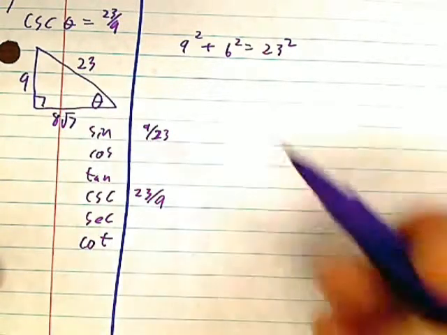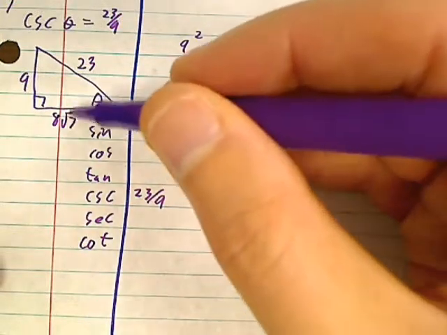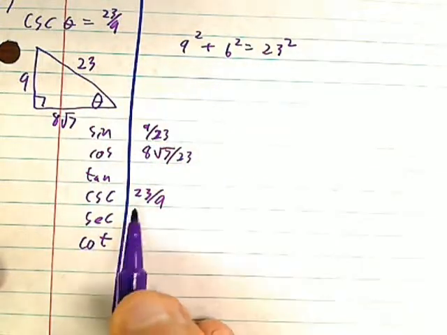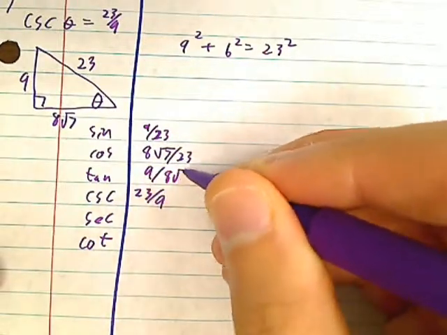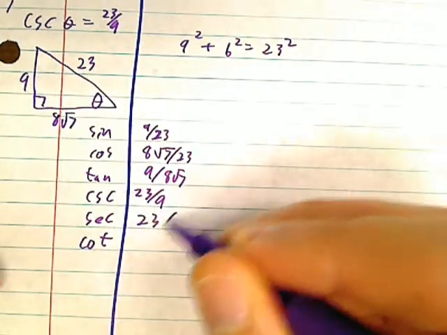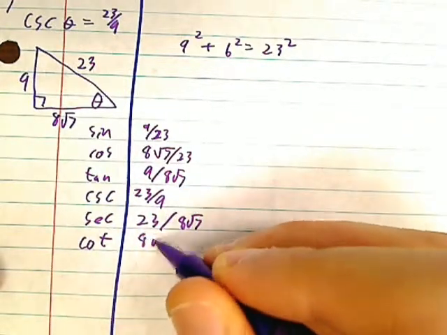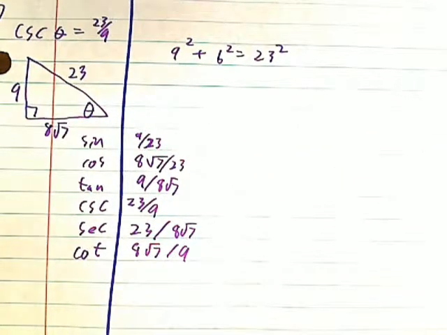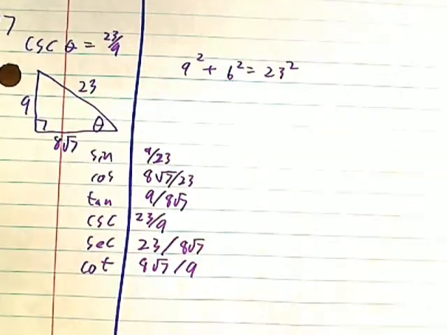Okay, so let's go ahead and look at the remaining functions. Cosine is adjacent over hypotenuse, 8 square root of 7 over 23. Tangent, 9 over 8 square root of 7, opposite over adjacent. Secant is the reciprocal of cosine, so it'll be 23 over 8 square root of 7. Cotangent is the reciprocal of tangent, 8 square root of 7 over 9. So those are your 6 trig functions here. The answers in the back of the book will probably rationalize those denominators.